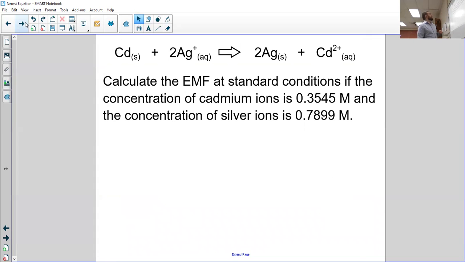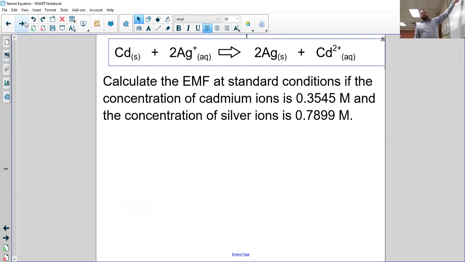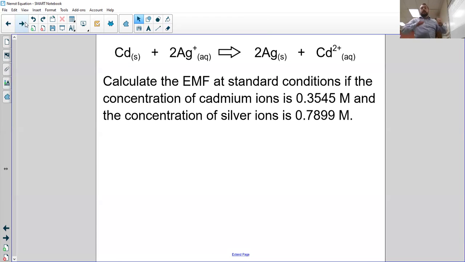All right, we'll do this one together in class. Cadmium solid plus 2 silver ions aqueous goes to 2 silver solid plus cadmium 2 plus aqueous. Remember, when we're doing these with our solids, we don't count those for concentrations because solids and liquids don't count. Gases and solutions are the only ones that we're counting for our concentration. So calculate the EMF at standard conditions if the concentration of cadmium ions is 0.3545 molar. The concentration of silver ions is 0.7899 molar. Like I said, we'll do that one together in class.